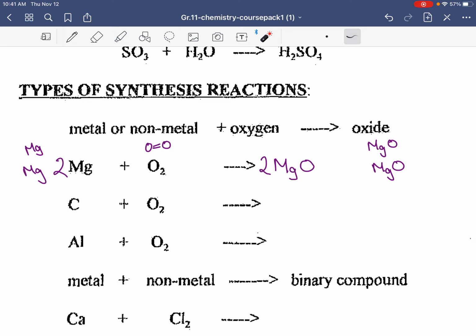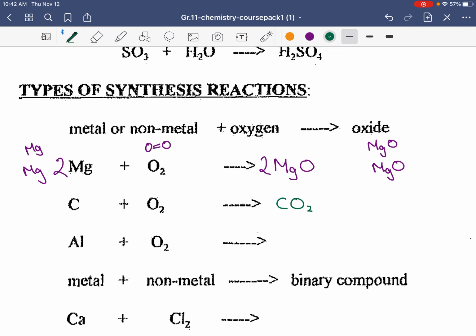All right. The next example is a non-metal oxide example. So you have a non-metal like carbon, reacting with oxygen gas, which will give you a non-metal oxide. Now, normally at the right pressure, at the right temperature, you should get carbon dioxide. But there are chances where you might get carbon monoxide.